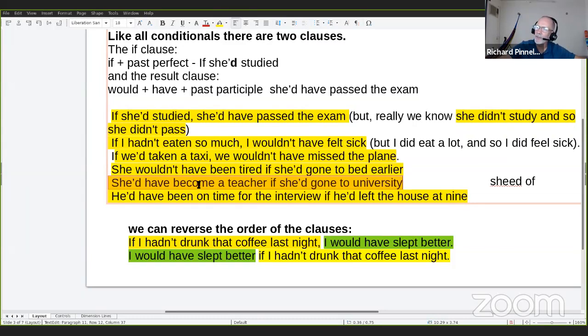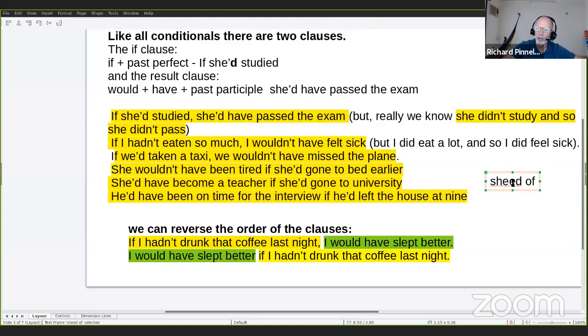Repeat. She'd have become a teacher if she'd gone to university. Yeah, remember, it's more like she'd have become. She'd have. Yeah, she'd have become a teacher if she'd gone to university.